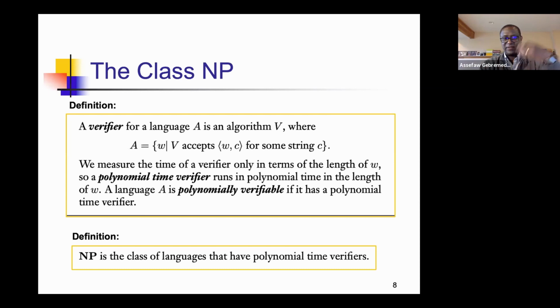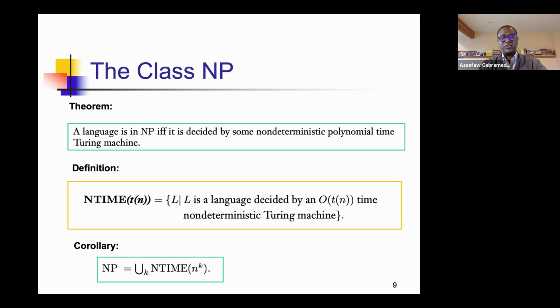So that's the second part. I made this mistake last time also. The first definition is just a language. That language is called polynomially verifiable. And now comes the class of languages. That class of languages for which we have polynomial time verifiers is called NP.